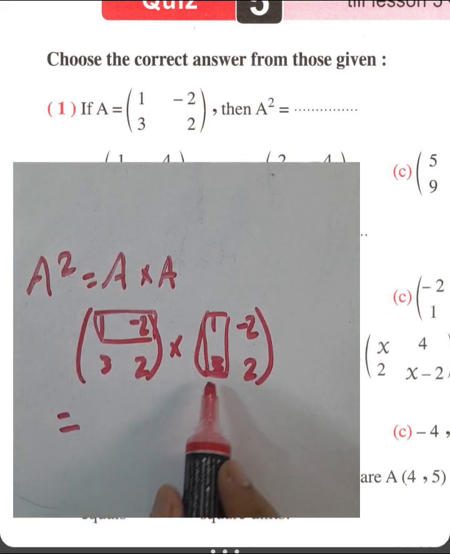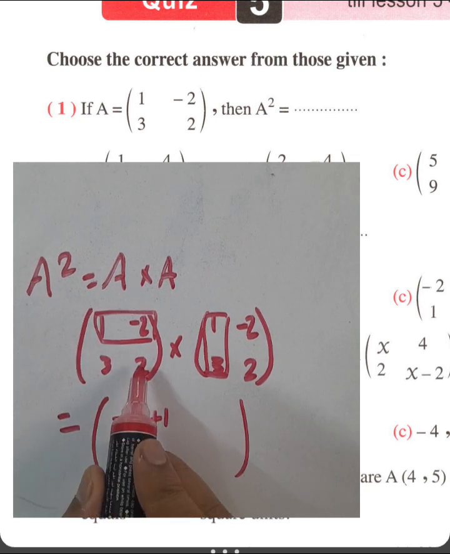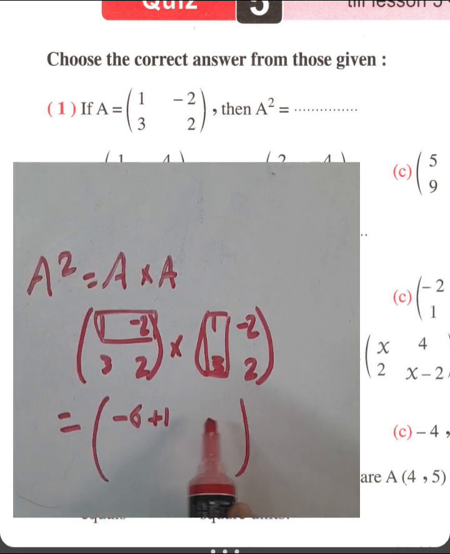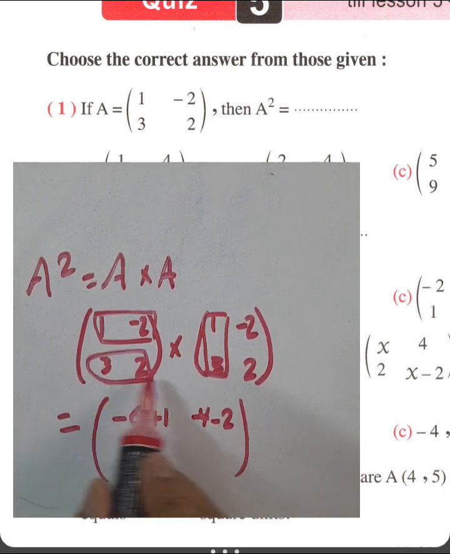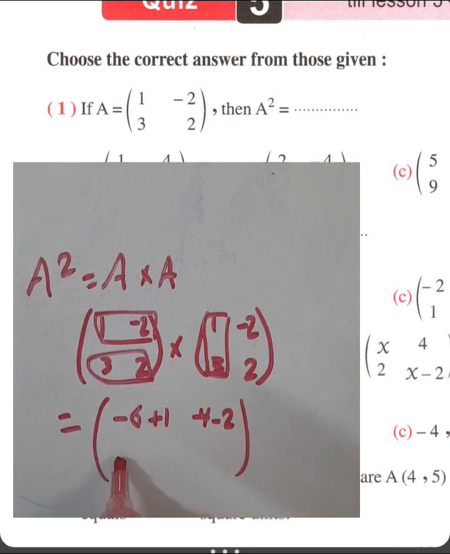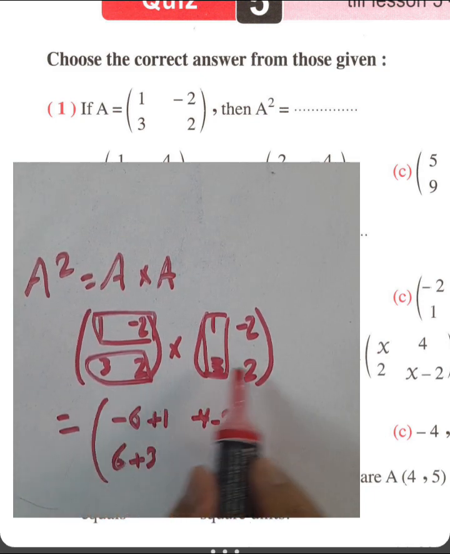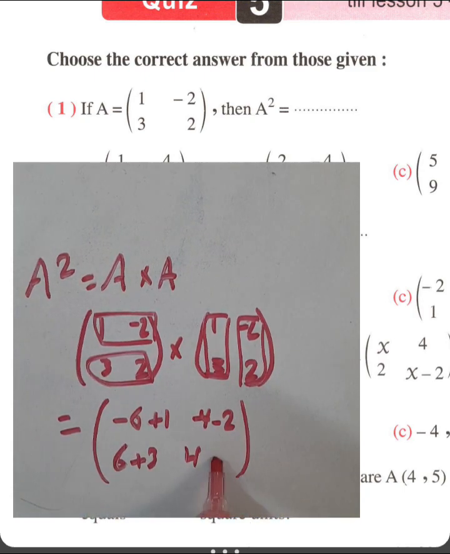Negative 2 times 3 will be negative 6. 1 times 1 equals 1. Negative 2 times 2 will be negative 4. 1 times negative 2 equals negative 2. And the second horizontal row by the vertical: 2 times 3 equals 6, and 3 times 1 equals 3, and here 2 times 2 equals 4, 3 times negative 2 will be negative 6.